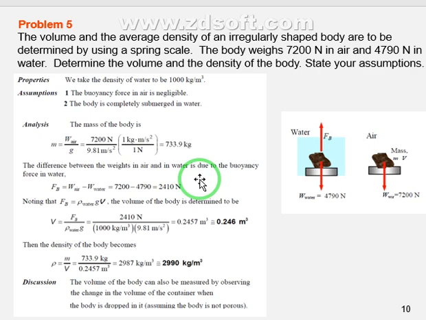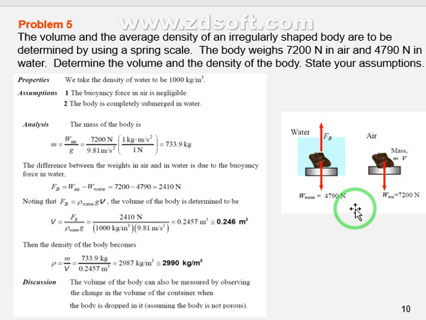Now we need to determine the volume and density of the body. State your assumption. I have its weight in the air and its weight in the water. How can I calculate the volume and density of the body? Very simple, guys. It depends on the concept of buoyancy. The difference between the two weights is equal to the volume of the shape times the density of water. That's it.